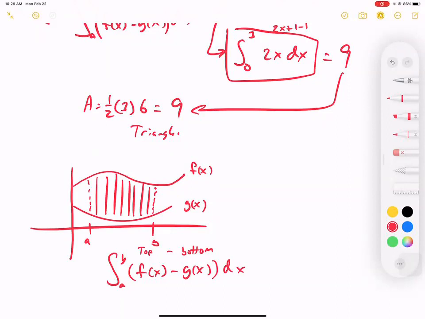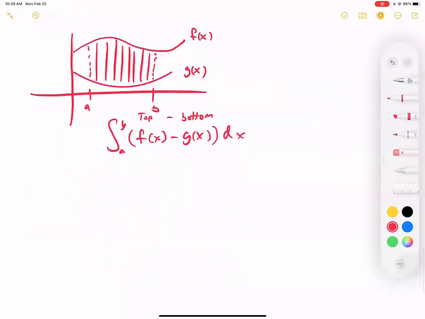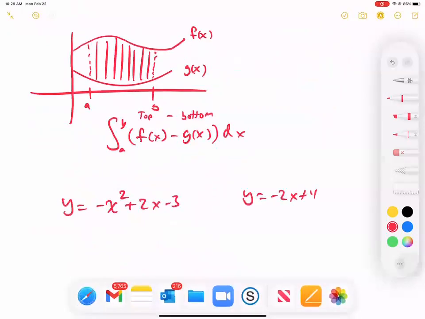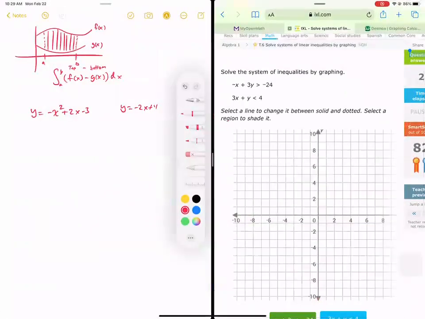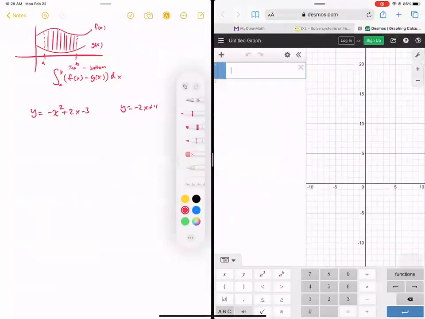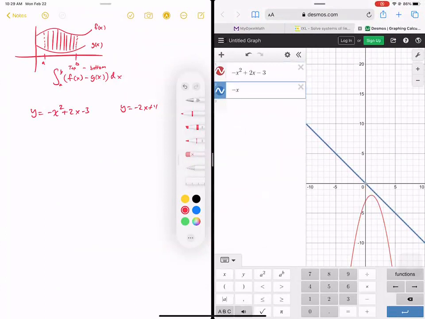Now, here is a problem that's kind of ugly, but let me go ahead and give it to you. It's y equals negative x squared plus 2x minus 3, and y equals negative 2x plus 4. Okay, let's go ahead and graph this on Desmos real quick, and this will be our last example. Negative x squared plus 2x minus 3. And our next graph is negative 2x plus 4. All right, you can see the two graphs here.